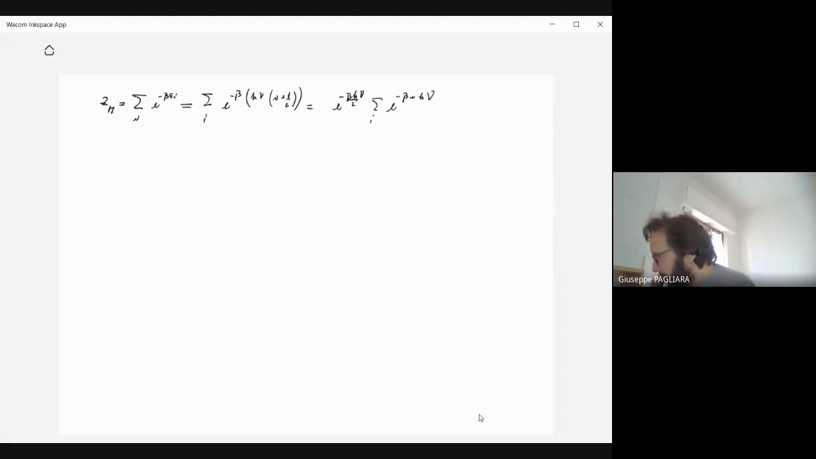Okay, now this is equal to e to the minus beta h nu divided by 2, times a geometrical series for which I know the result, 1 over 1 minus e to the minus beta h nu. Okay, because here i runs from 0 to plus infinity. This is the microcanonical partition function.